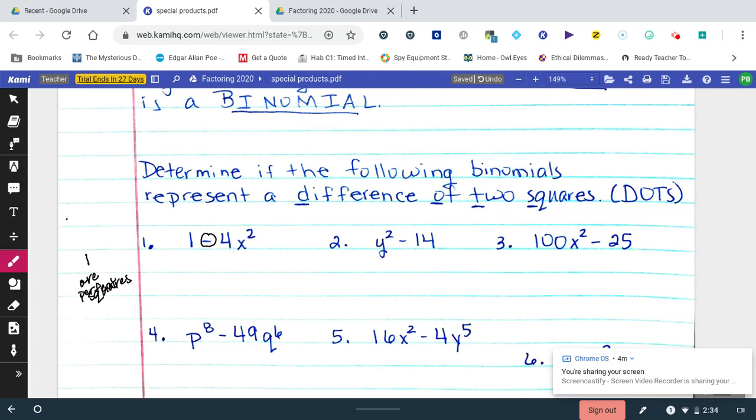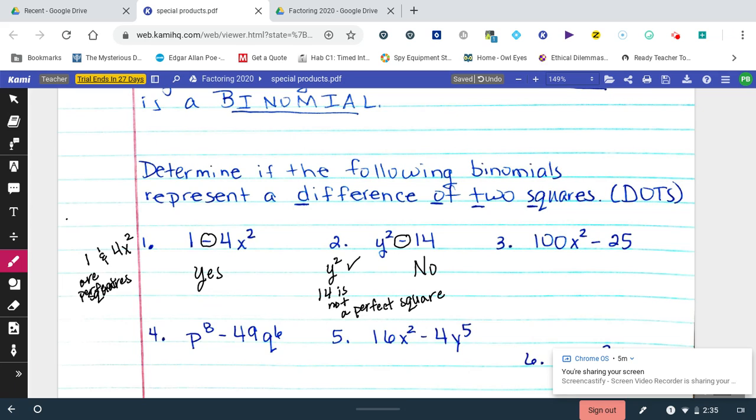One and 4x squared. Okay, so this would be a yes. Is there a minus in the middle? Sure. But if you look at y squared, is y squared a perfect square? Yeah, it is. But 14 is not a perfect square. So you put no. This is not a difference of two perfect squares.